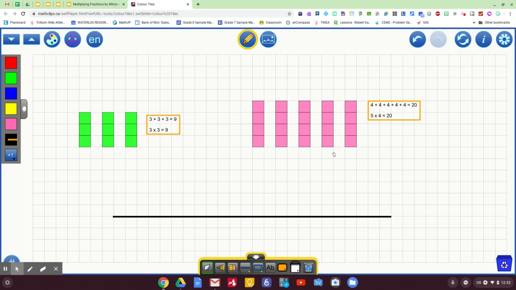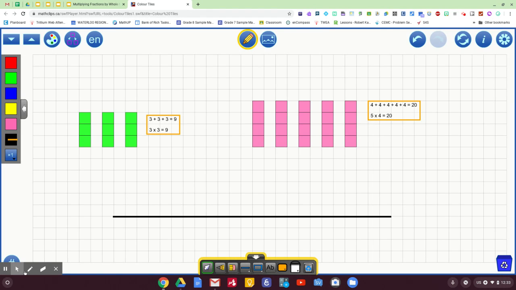Here's another example with the pink tiles. You could think about this as 4 plus 4 plus 4 plus 4 plus 4. You could skip count it up. That would give you 20. Or you could think about it as 5 groups of 4. 5 times 4 equals 20.